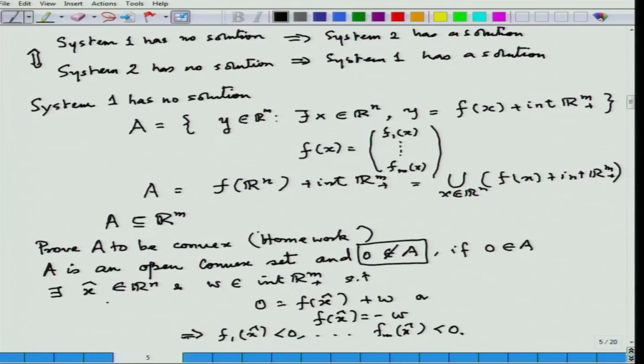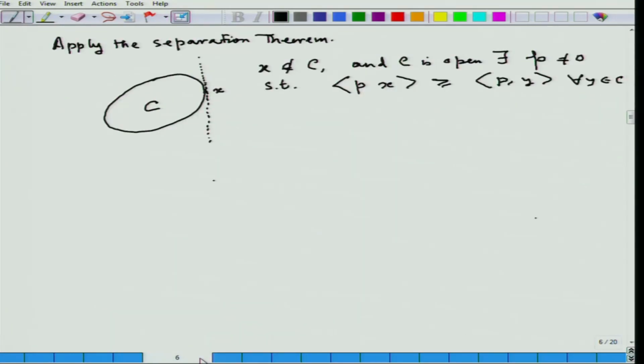And 0 is not an element of A, because if 0 is an element of A, then there would be an x hat and a w for which this would be true, and then I can take w to the other side, and now each of the components of minus w is negative, showing that this is negative and that x hat is a solution of system 1, which is false because system 1 is assumed to have no solution.